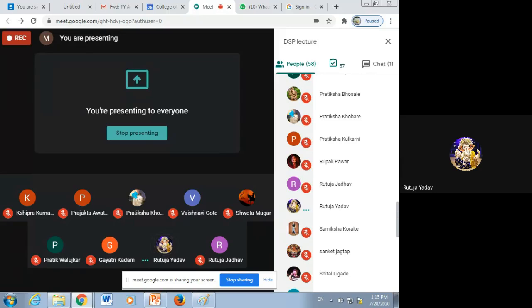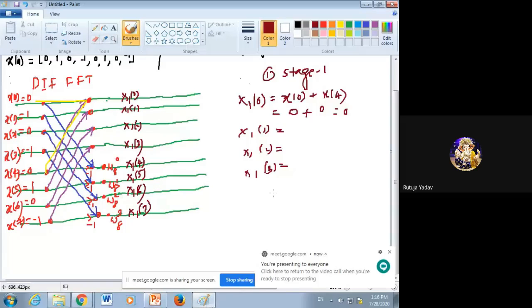No, sir. Okay. Can you tell me the second bit answer? x of 1 plus x of 5 into w8 raised to 1. Where will w8 raised to 1 come from, madam? Look into the diagram properly. Yes, sorry, sir. Right. x1 of 1 equals, what are we writing? Simply it is x of 1 plus x of 5.